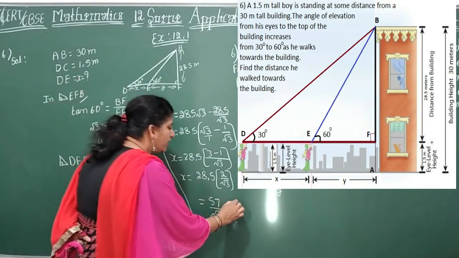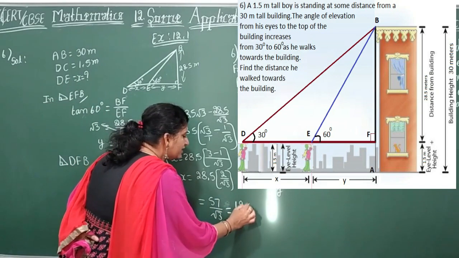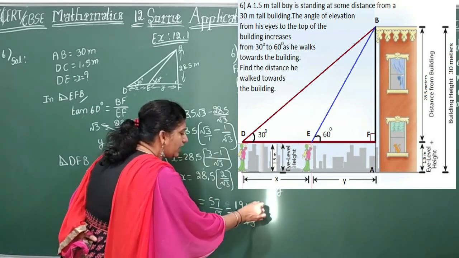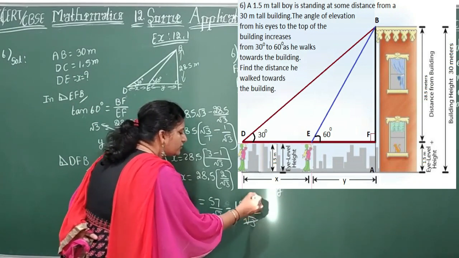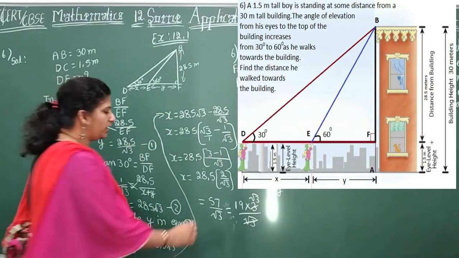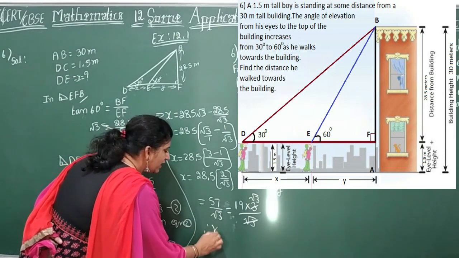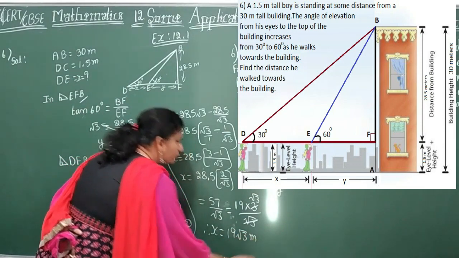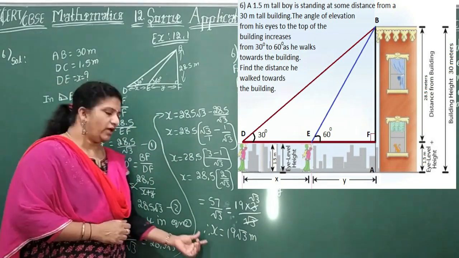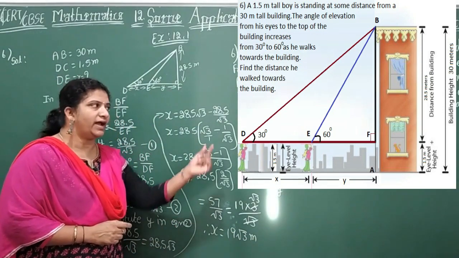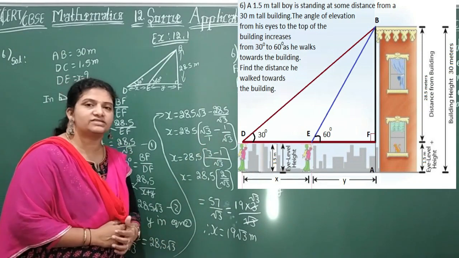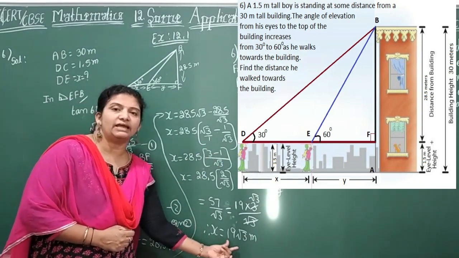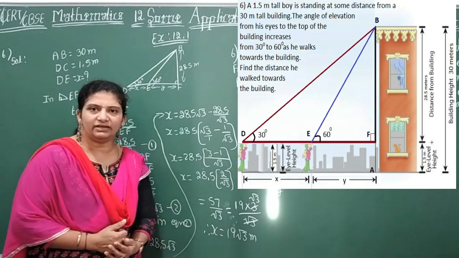Yes. Of what? 19 3s. Right, 19 into 3 by root 3. Root 3's, it will be 3. Therefore, finally what you got, children? X is equal to 19 root 3 meters. What did they ask here, children? Find the distance he walked towards the building. What is the distance he walked, children? That is 19 root 3 meters.